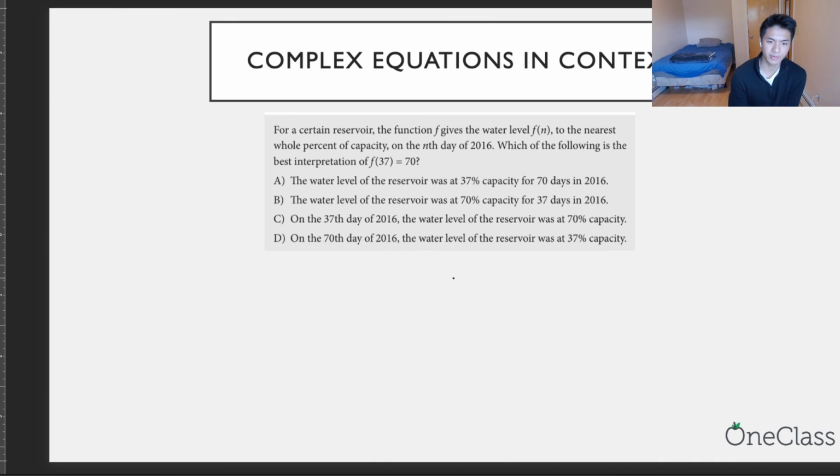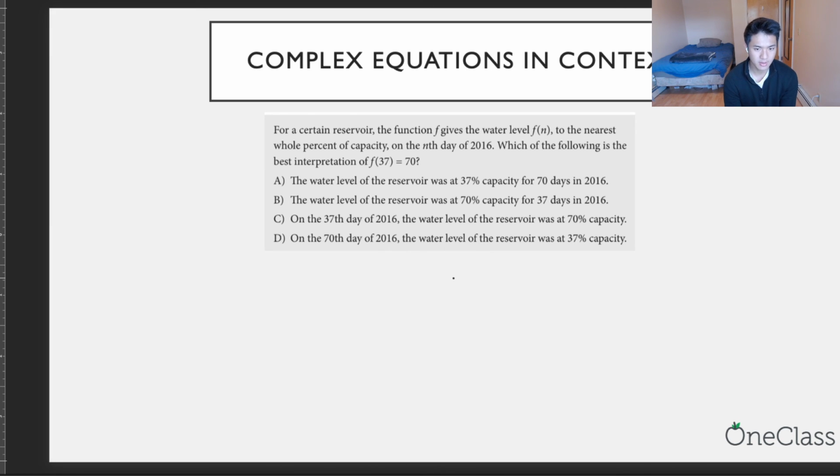So this question here says, for a certain reservoir, the function f gives the water level f of n to the nearest whole percent of capacity on the nth day of 2016. Which of the following is the best interpretation of f of 37 equals 70? So we're not given the equation, right? This is not a math question in terms of solving for anything. What we are given is a relationship of what this function is supposed to describe.